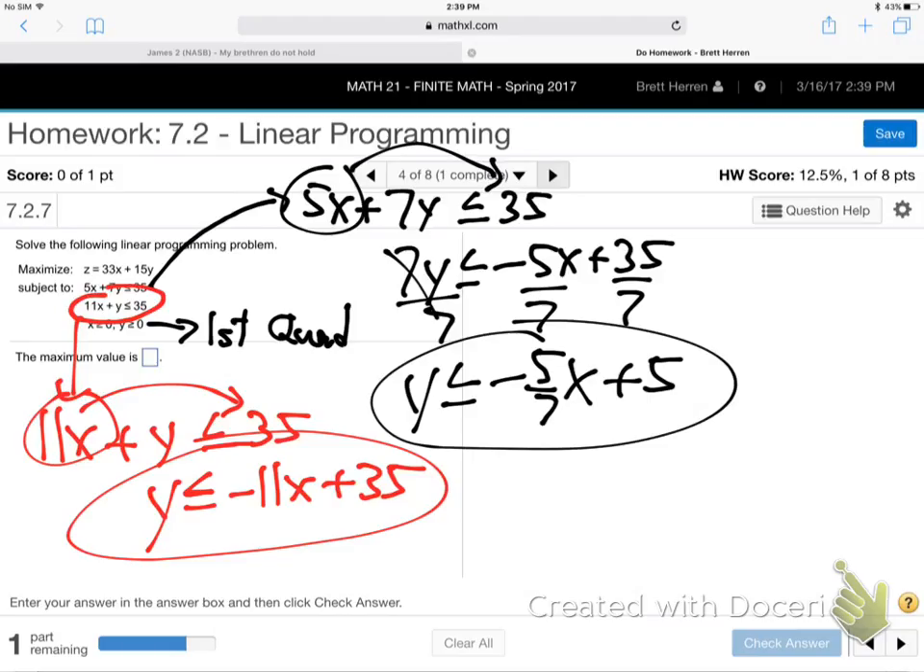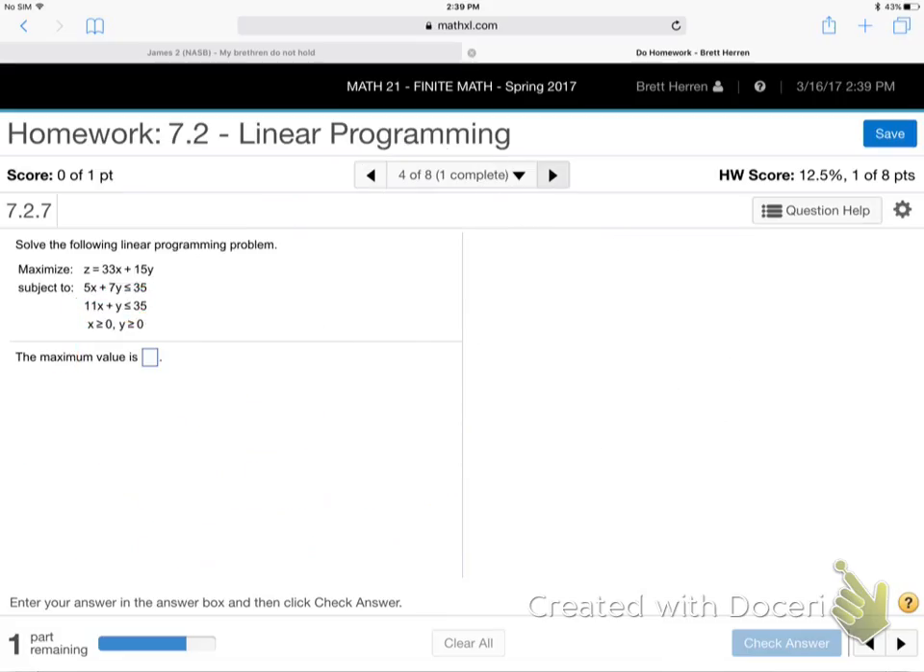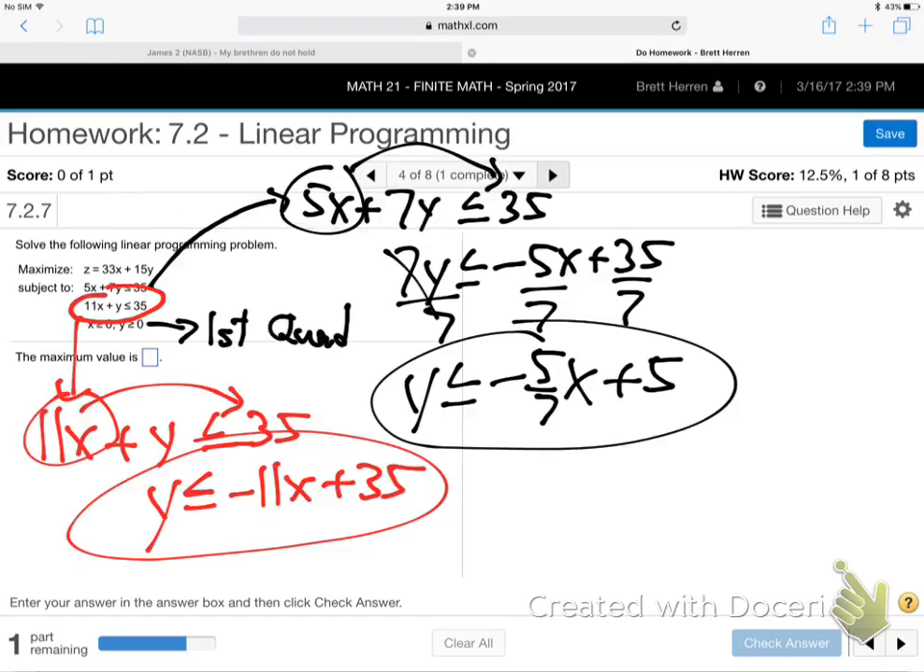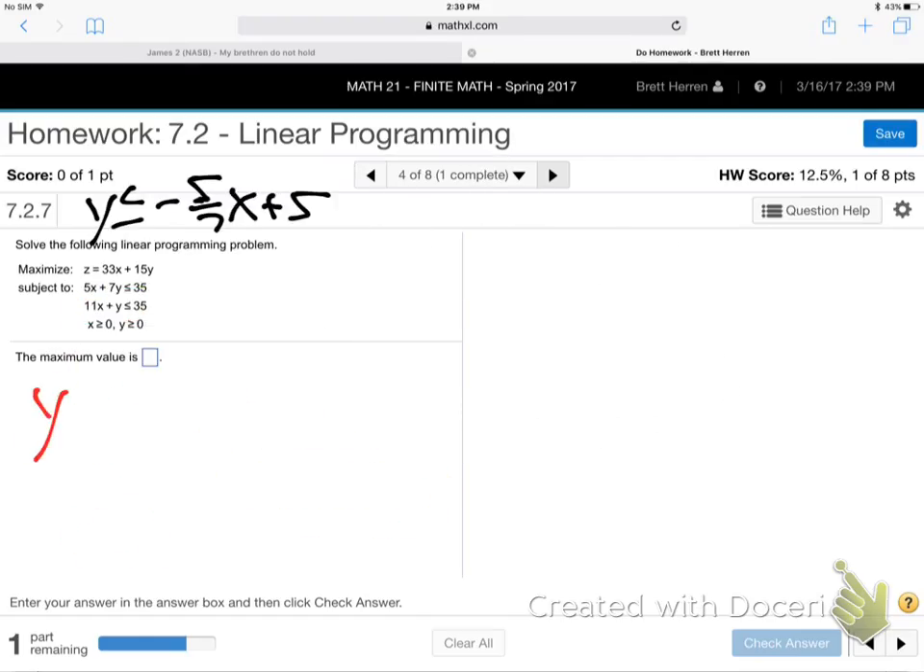So there we go again. Everybody get those copied down, those two y functions. So y less than or equal to negative 5/7x plus 5. And then the red one was y less than or equal to negative 11x plus 35. Okay. All right, let's go to a graph.